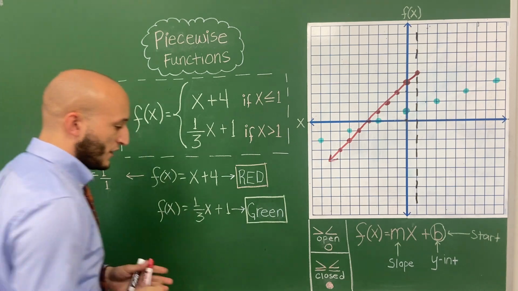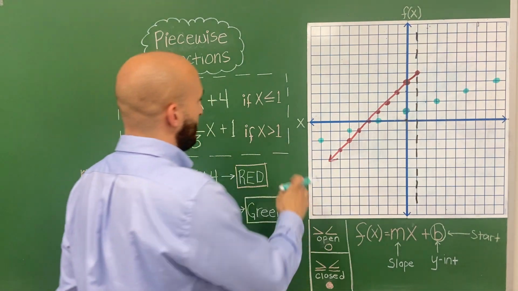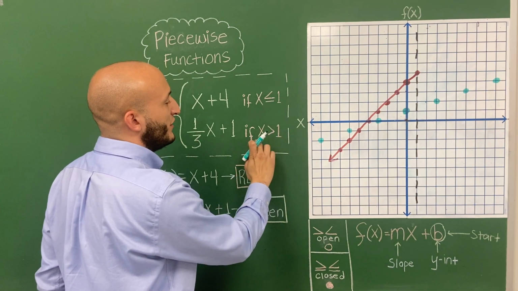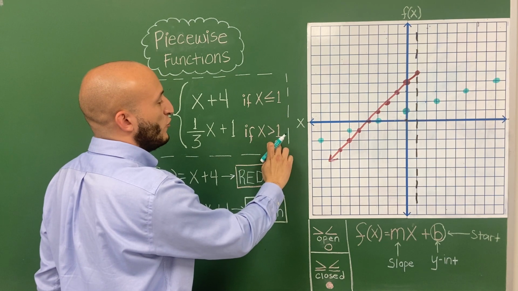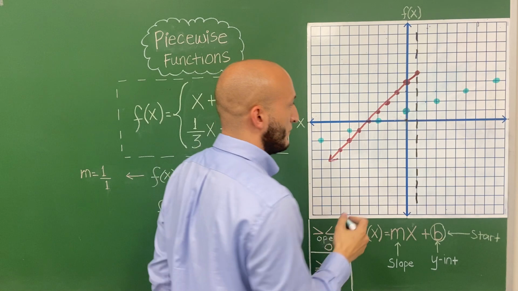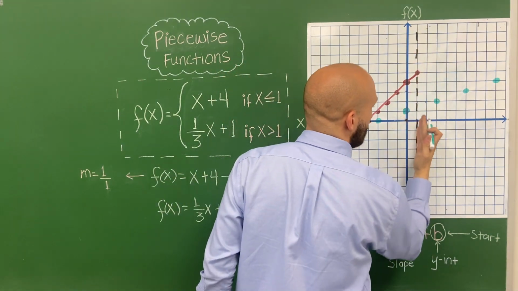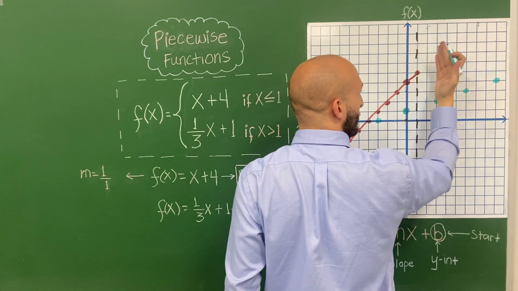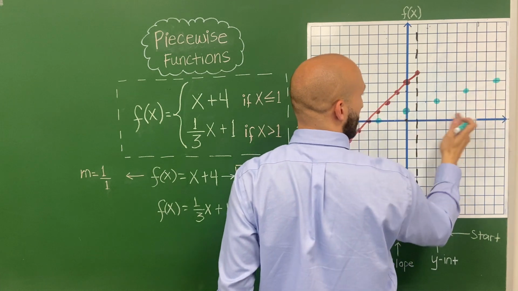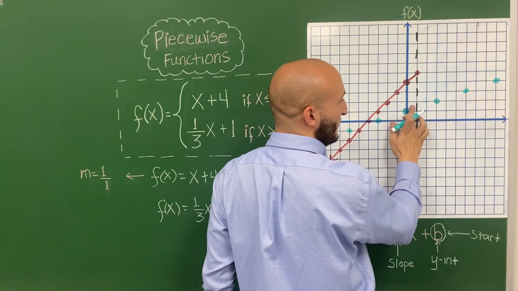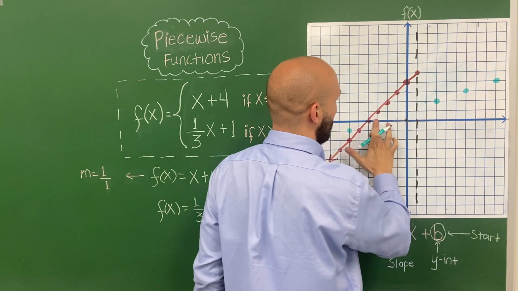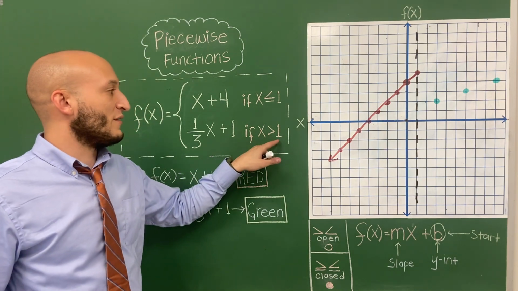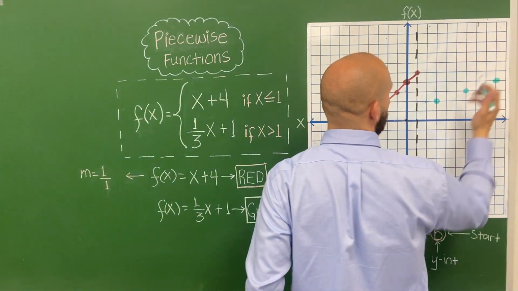Moving on to the green one. Again, x is greater than 1. So I want to keep everything on the green line where my x values are greater than 1. Here's x equals 1. So anything greater than 1 would be like 2, 3. Anything to the right would be greater because I have my negatives down here. That would be less, and I don't want less. I want all the values that are greater than 1, and that's why I keep these values.